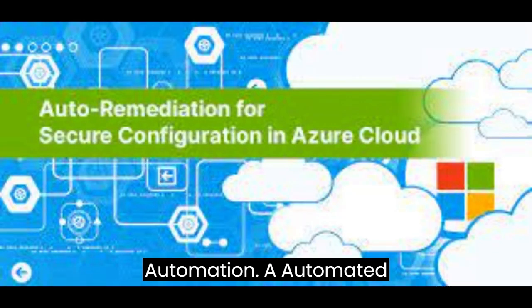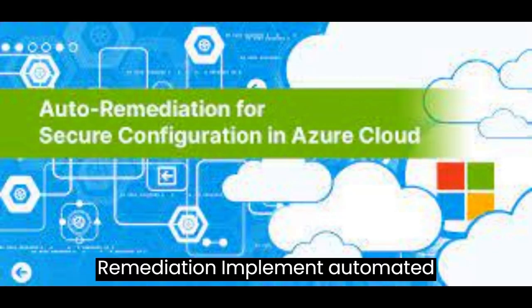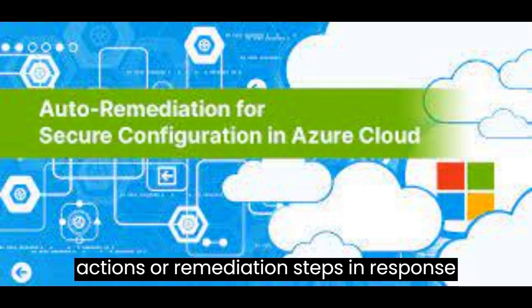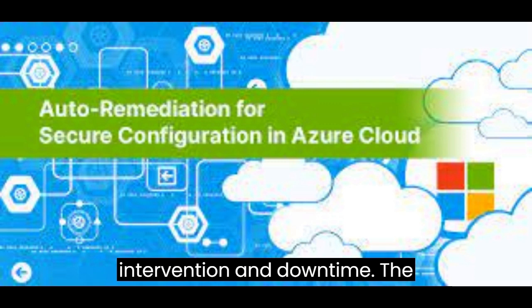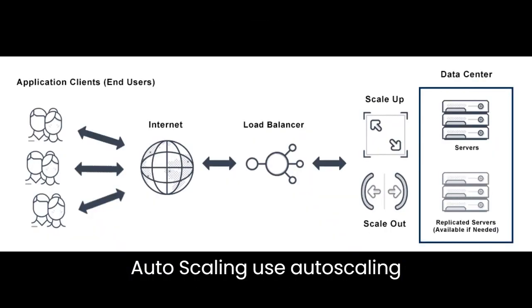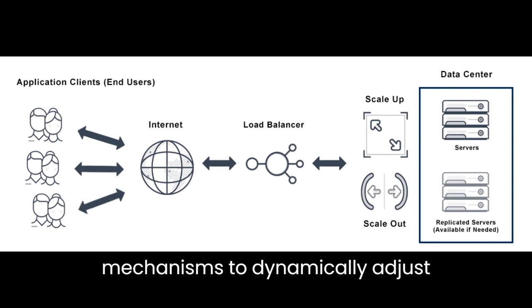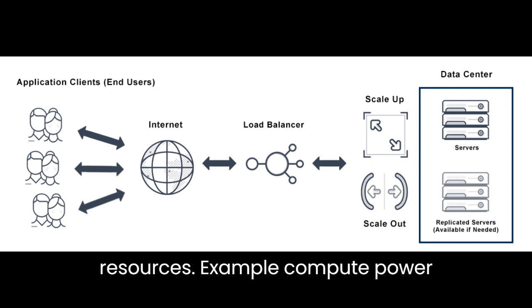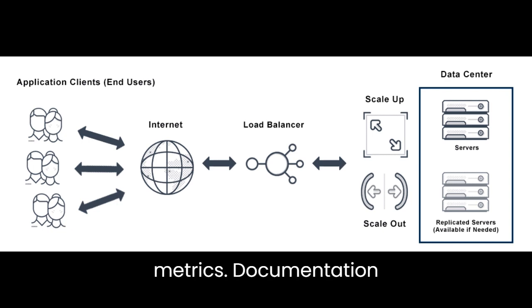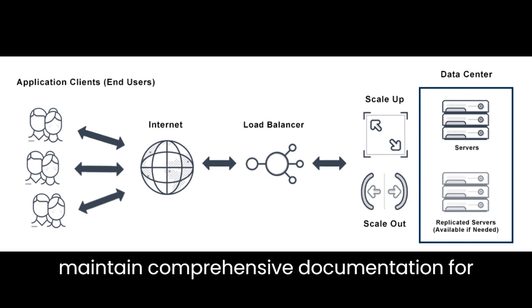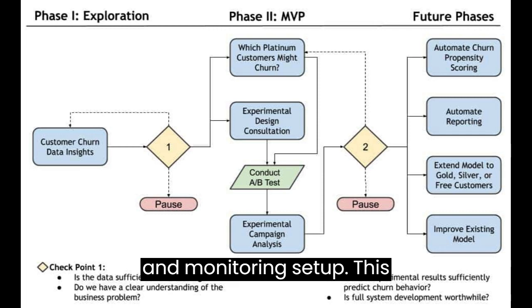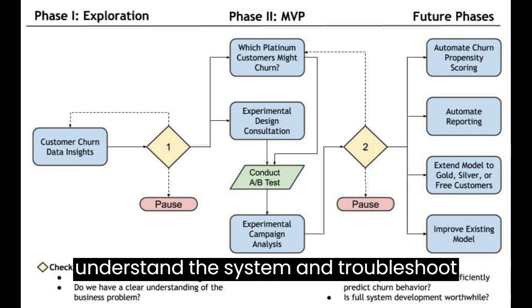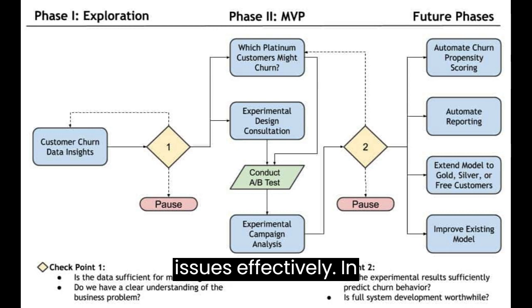Automation. Automated remediation. Implement automated actions or remediation steps in response to detected issues, reducing manual intervention and downtime. Autoscaling. Use auto-scaling mechanisms to dynamically adjust resources, for example compute power, based on workload and performance metrics. Documentation. Maintain comprehensive documentation for data pipelines, logging configurations, and monitoring setup. This documentation helps new team members understand the system and troubleshoot issues effectively.